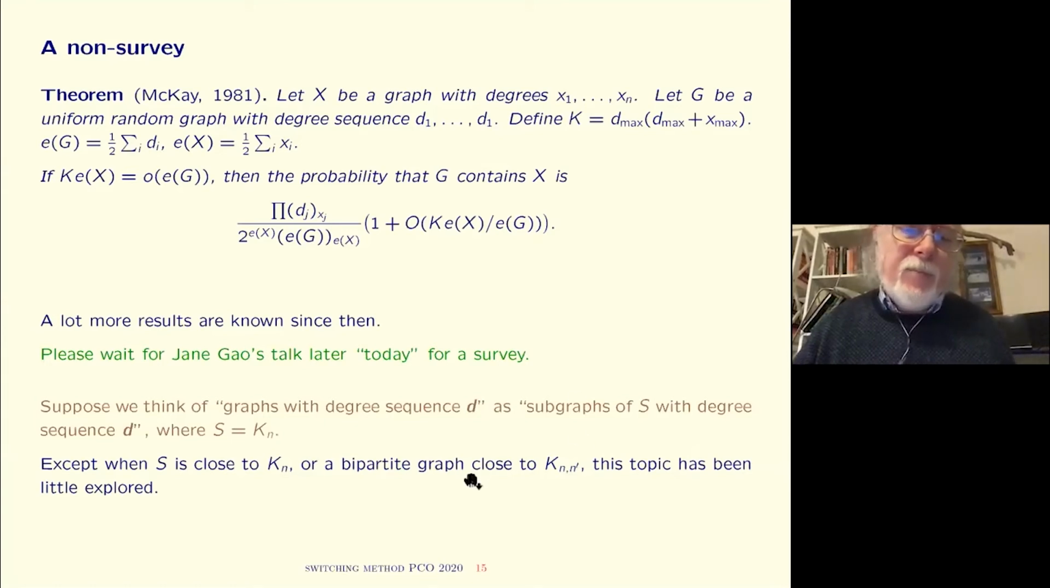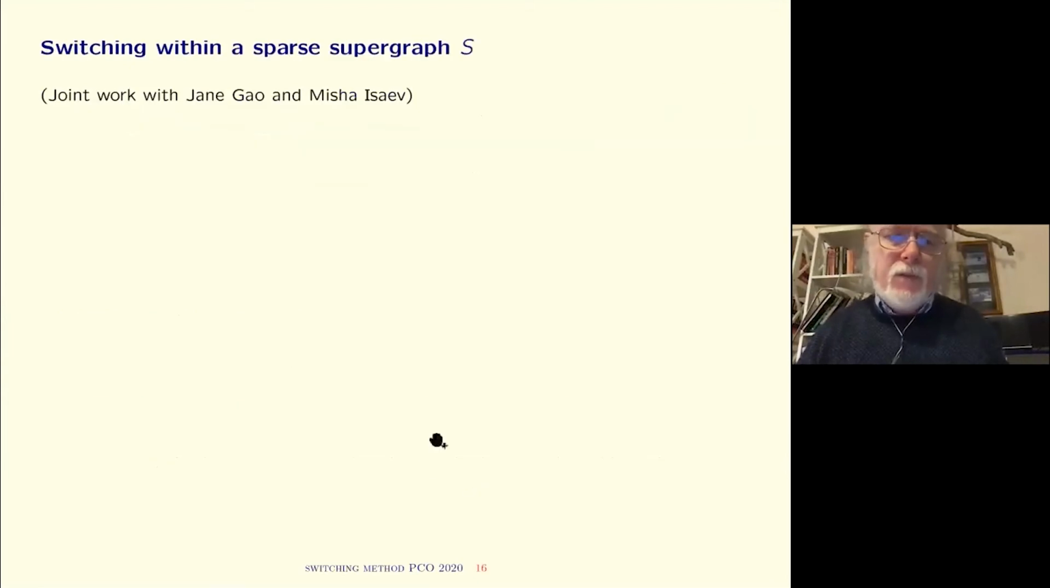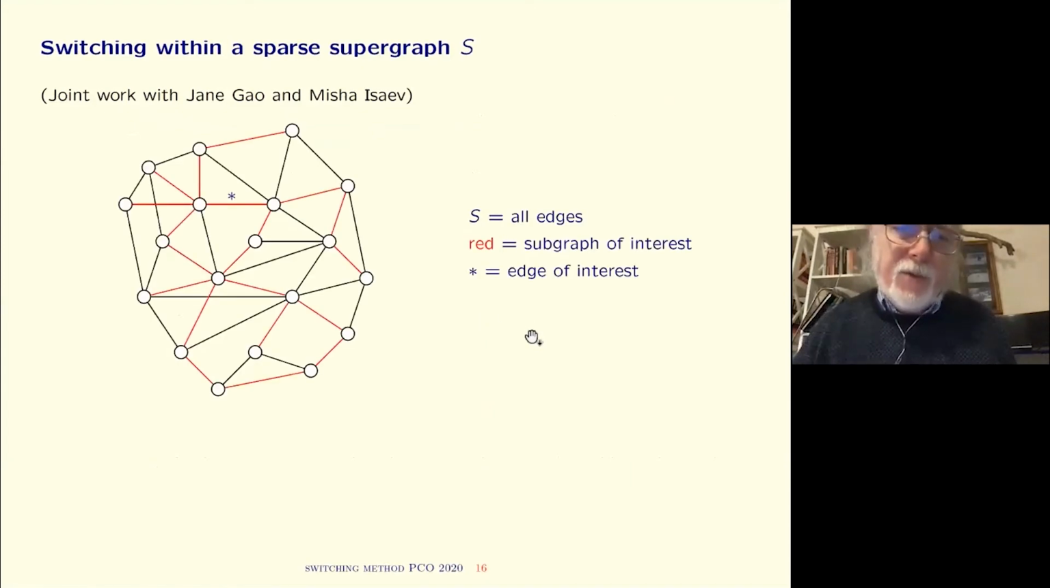There's also a bipartite one, which allows our supergraph to be a few edges smaller than the complete bipartite graph, but not very much smaller. So now, as part of a project to prove the Kim and Vu sandwich theorem for sparse graphs, together with Jane Gao and Misha, we figured out a way of doing switching within a sparse supergraph.